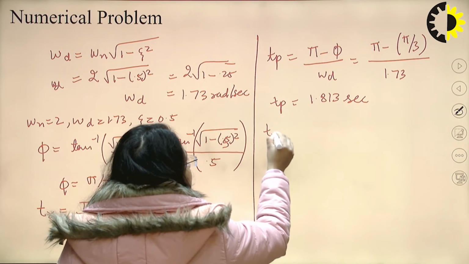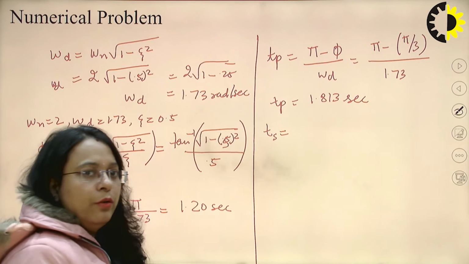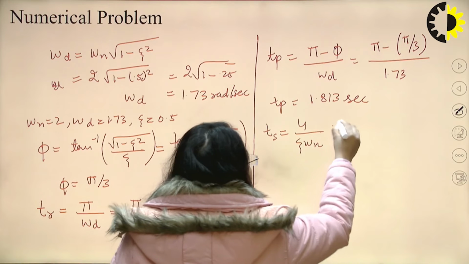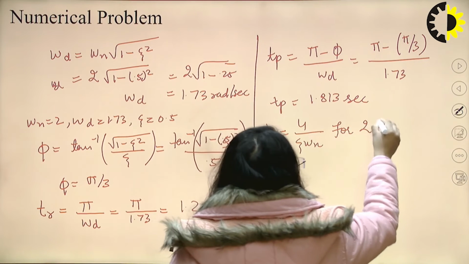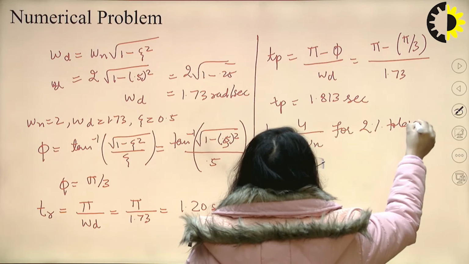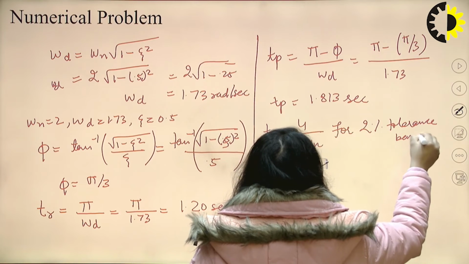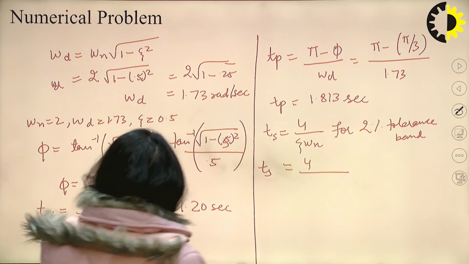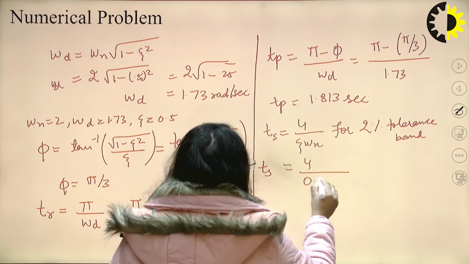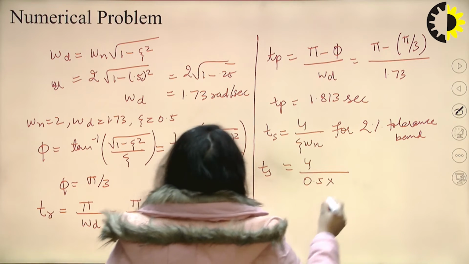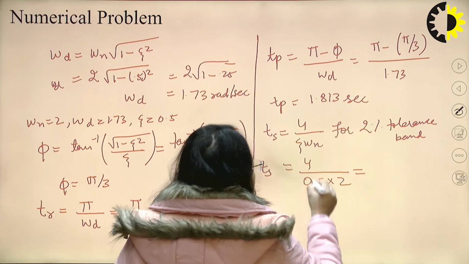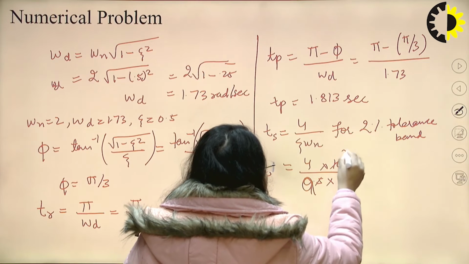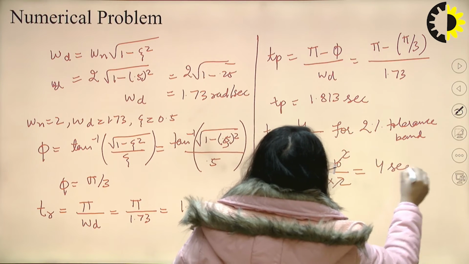Now settling time. Okay, let me find out the value of settling time. For 2% tolerance band, it is 4 upon zeta omega n, right, for 2%. Since nothing is given in the question, we will take 2% tolerance band. So TS will be 4 upon zeta, which is 0.5, and omega n as 2. So it is coming out to be 4 seconds.